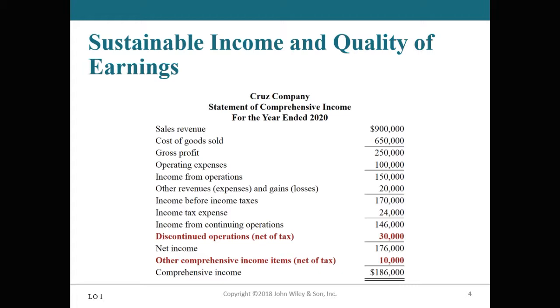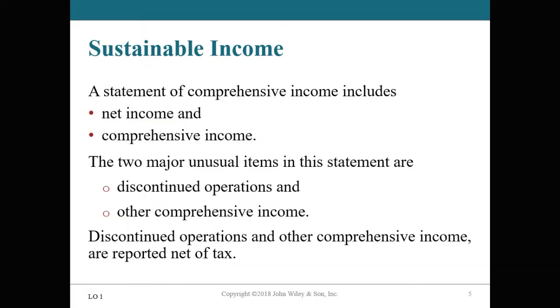The income statement provides information on the sustainable income by separating those operating transactions from the non-operating ones. It provides some information on the unusual items such as gains and losses, discontinued items, and the other components of other comprehensive income. Two unusual items on this statement were discontinued operations and other comprehensive income. Those are reported net of tax.